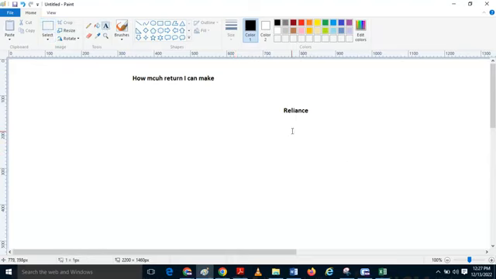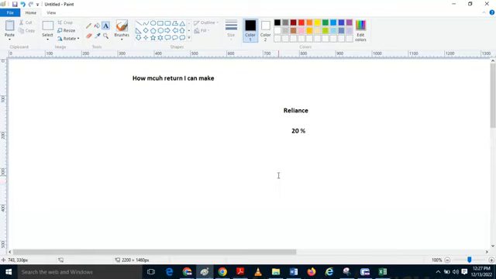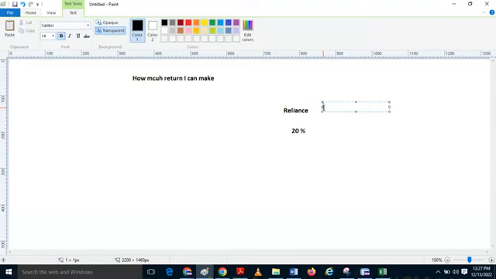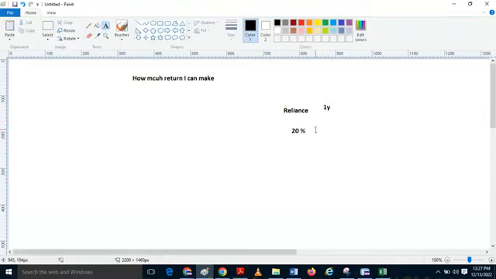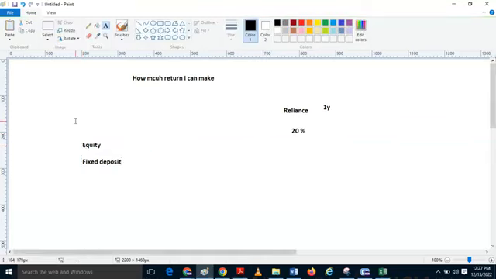Around 20%. Let's calculate. I am taking it for 1 year. Okay, 20%. See, whenever you have money, we have different options, different ventures in which we can put it. First is equity. Second is fixed deposit. Suppose fixed deposit is a risk-free rate of return.